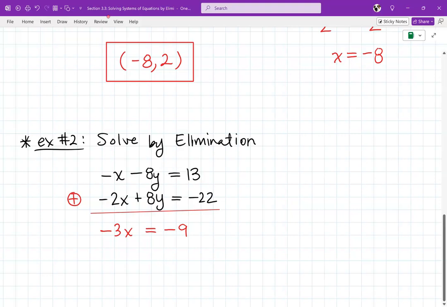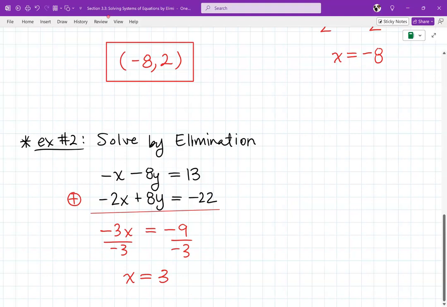So notice this time the y variable disappeared. The first time the x variable disappeared. Right here the y variable disappeared. So alright, no big deal. I'm going to keep solving. So if I divide both sides by negative 3, I get x equals 3.